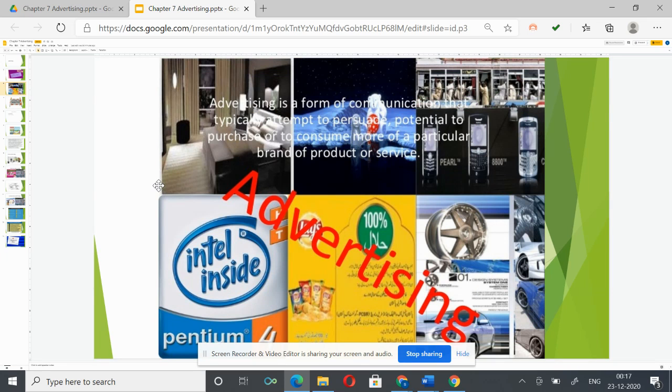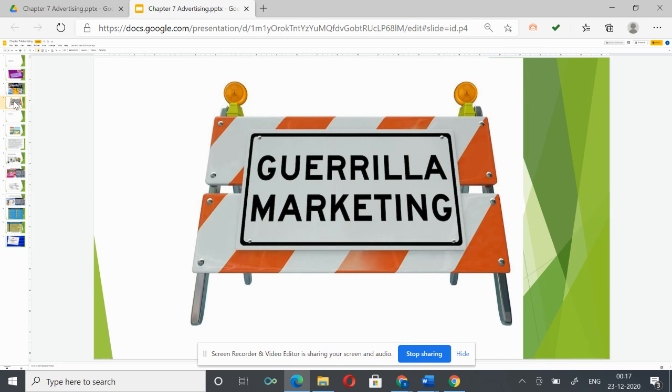So advertising is a form of communication that typically attempts to persuade potential customers to purchase or to consume more of a particular brand of product or service. Today, advertising has changed even further with guerrilla marketing. These involve unusual approaches such as stage encounters in public places, giveaways of products such as cars that are covered with brand messages, and interactive promotion where the viewer can respond to become a part of the message.